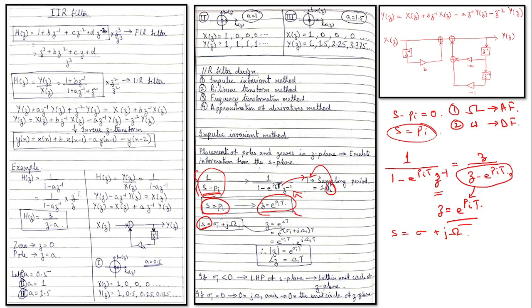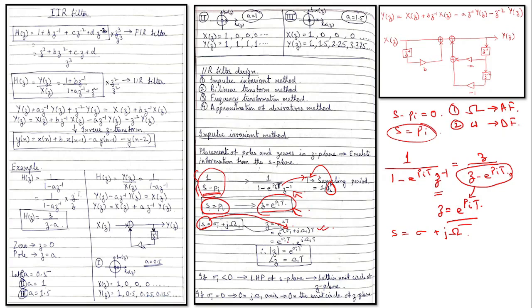And from here we can write that z is equal to e to the power st, because we have written that s is equal to pi. So we can write z equals to e to the power st, and then we replace this value of s over here and we get e to the power (sigma 1 plus j omega 1) capital T.